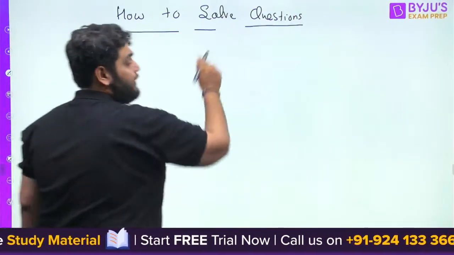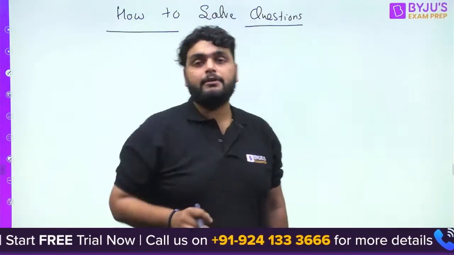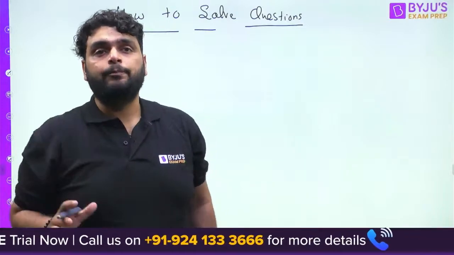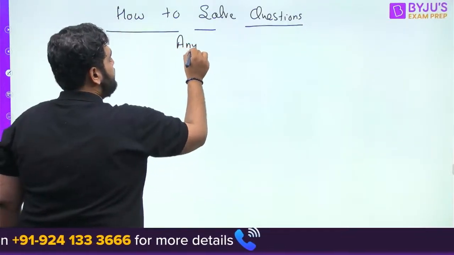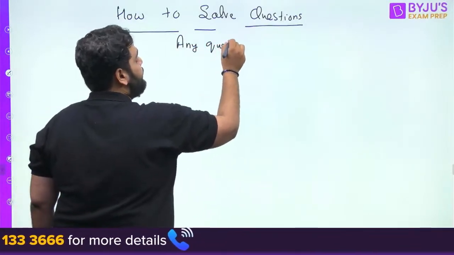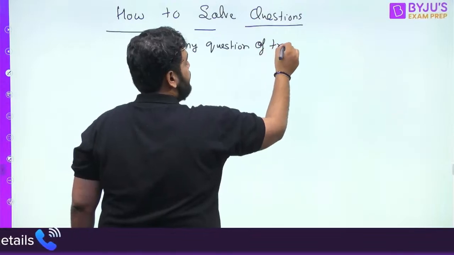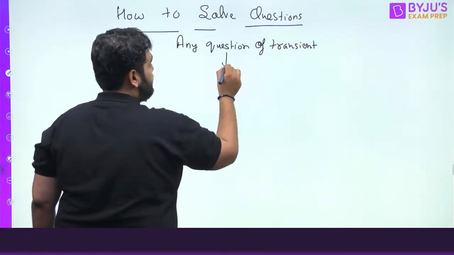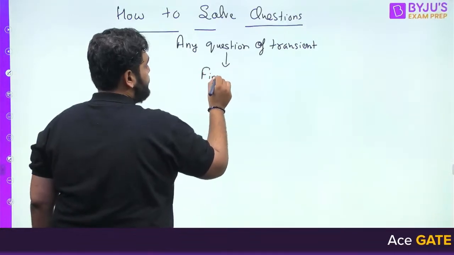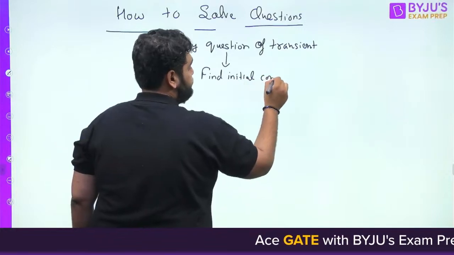So beta, I will give you a flow chart here. Follow that flow chart, and I guarantee that 99% of questions will be solved by that flow chart. If you have any question of transient, whether first order or second order, no worries. The first step is to find the initial condition.